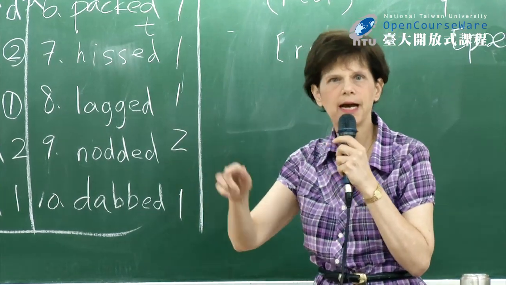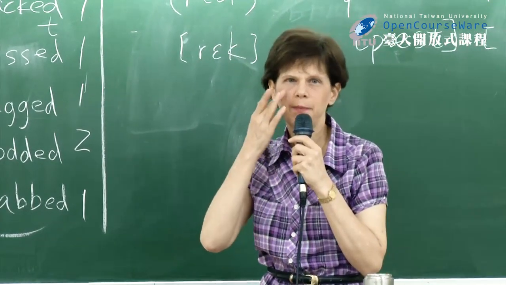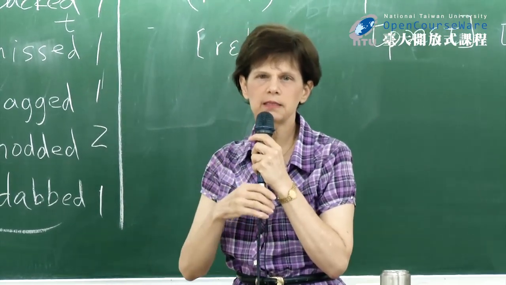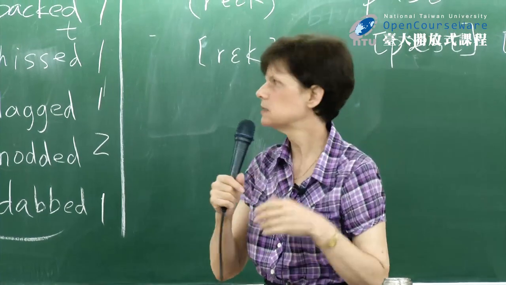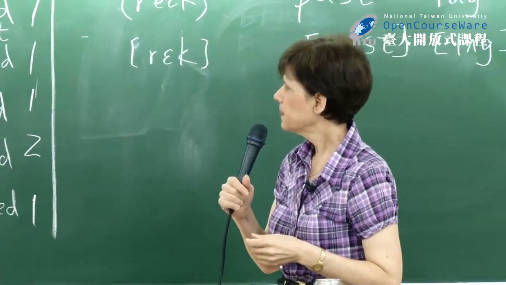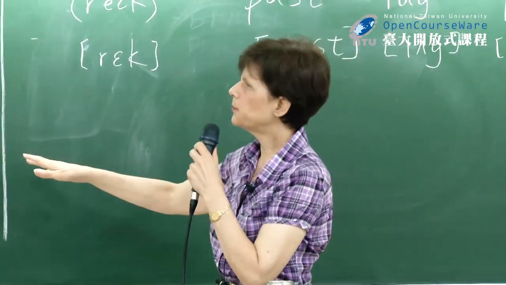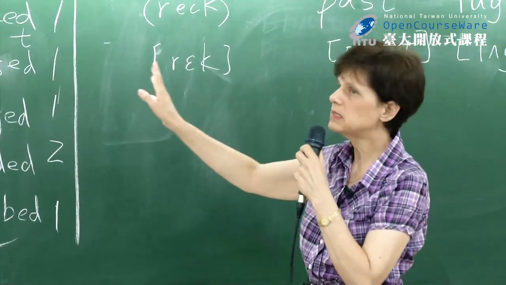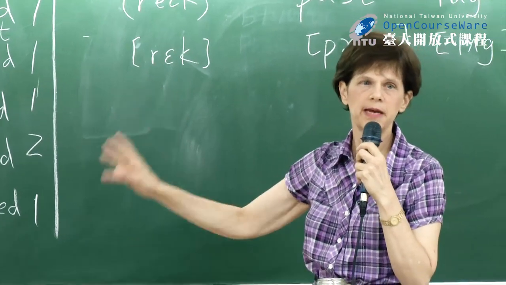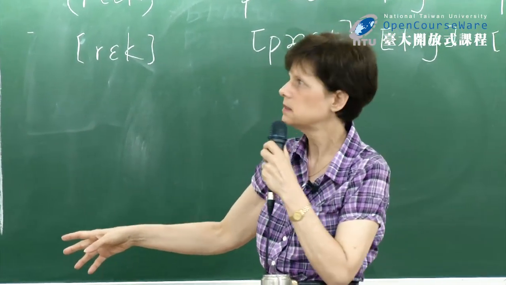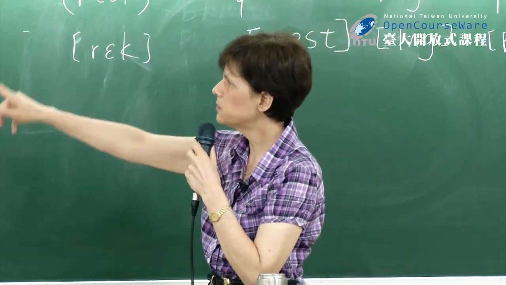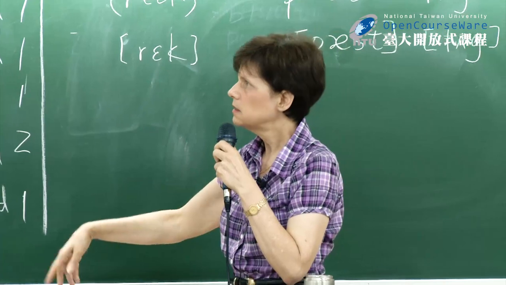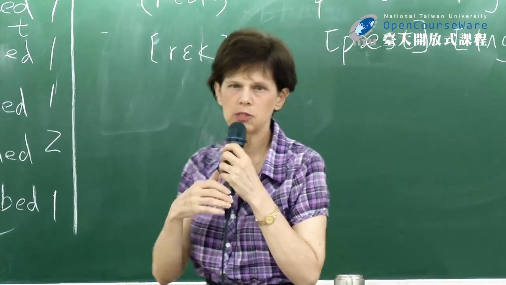Dab means 点一下. 点一下, to dab makeup on your face. 一点一点的那个铺上粉啊,那个粉妆之类的. Okay? This one gets a separate score. Each one is 10 points. So you have two separate scores. Each one, the maximum score is 100%. So count up this one, 10 points for each correct answer. If you got them all right, it's 100. And then the first one you already know how to mark, same as usual.